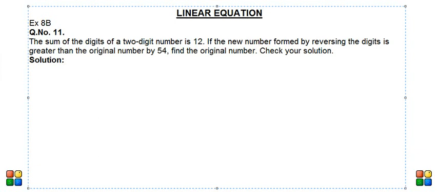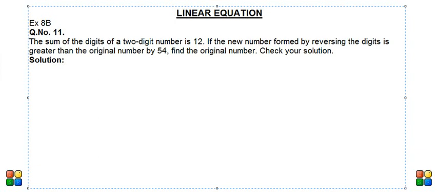Like for example, if it is 48, then 48 is a two-digit number, and if I add 4 and 8, it is 12. This is just an example. I don't know whether it is 48 or 66, I don't know exactly what the number is, but I'm just considering it as an example. So the sum of the digits of the two-digit number is 12.